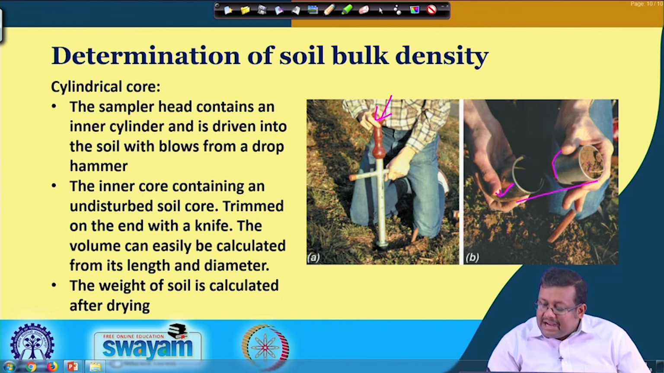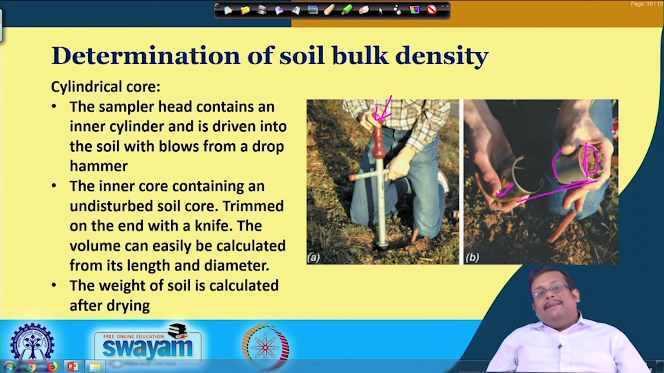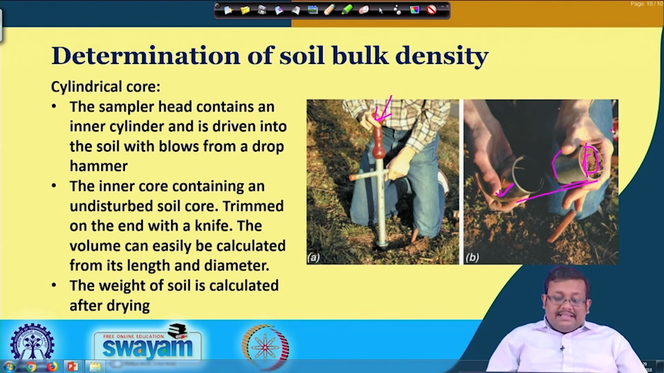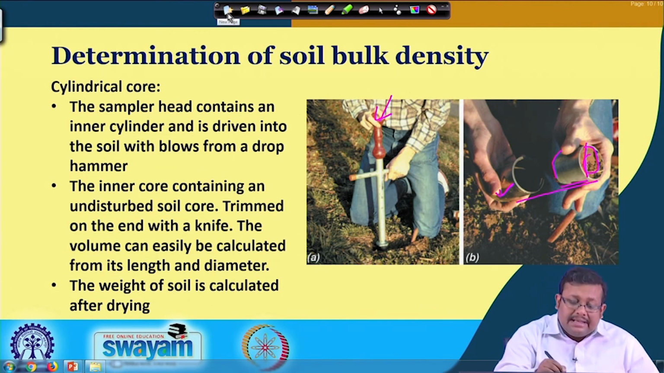the knife. After we take out the soil, we trim the edge of the soil, and the volume can be calculated from the length and the diameter. We know its length, we know its diameter, so from that we can easily calculate its volume, and the weight of the soil can be calculated after drying it at 105 degrees centigrade for 24 hours. This is how we calculate the soil bulk density. The calculation formula of soil bulk density I have discussed in the next slide.